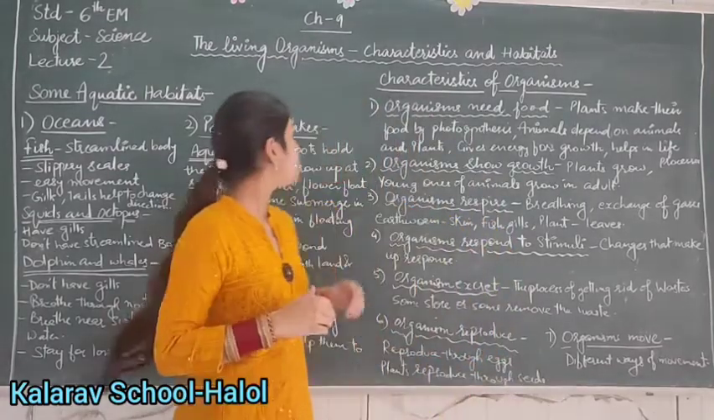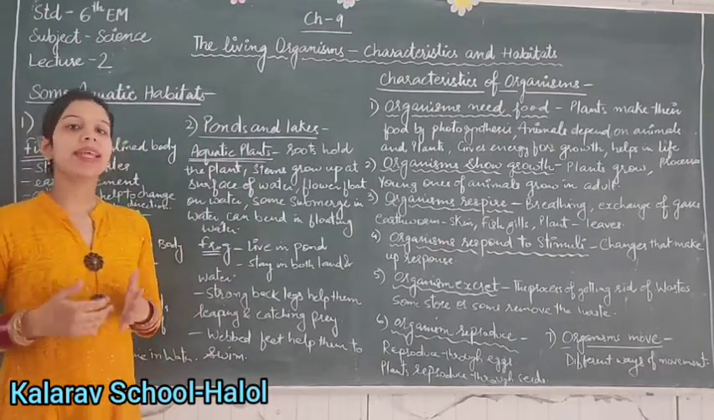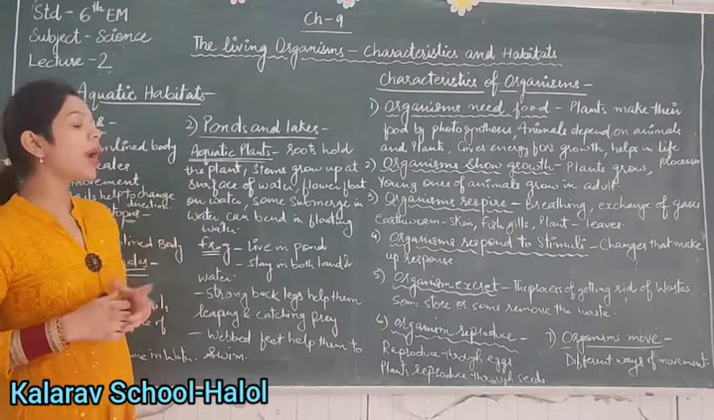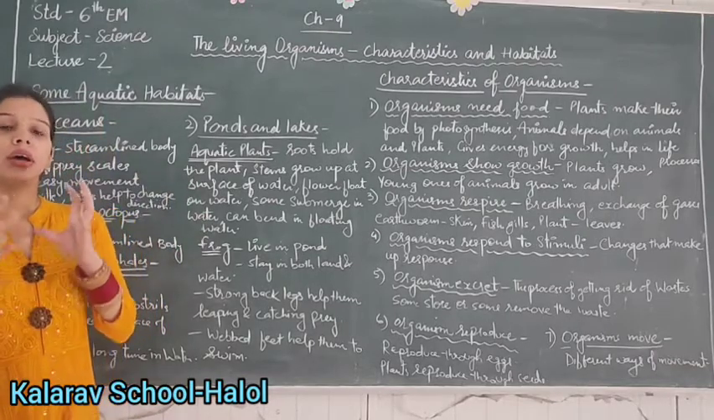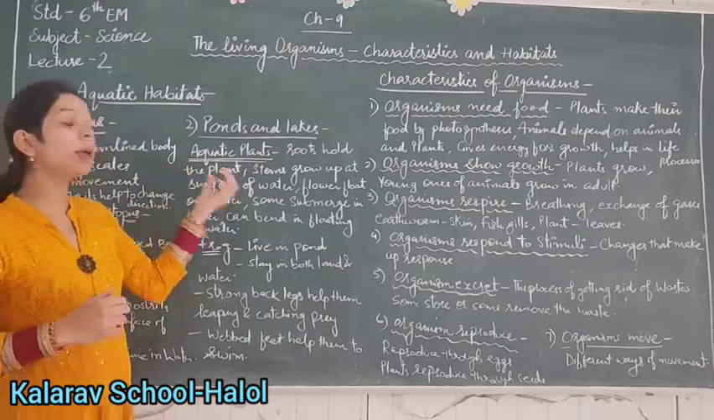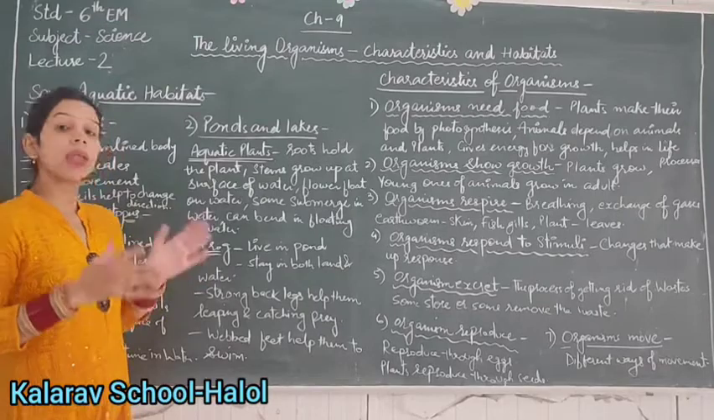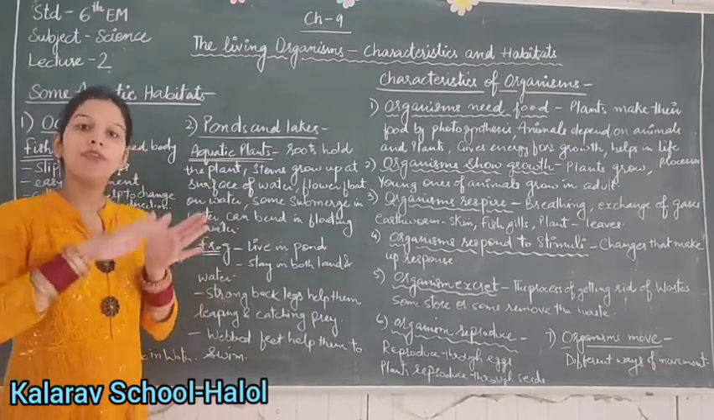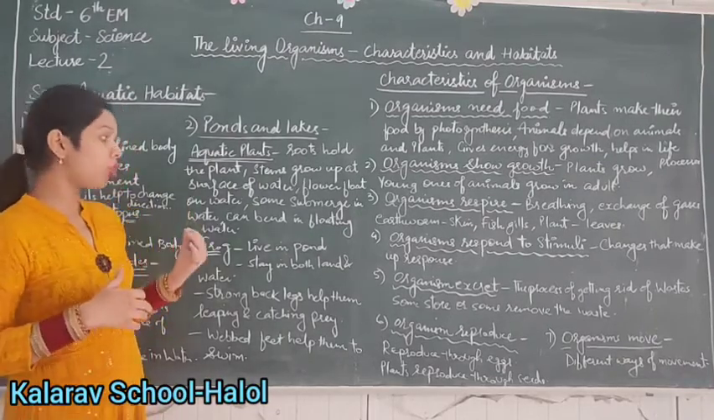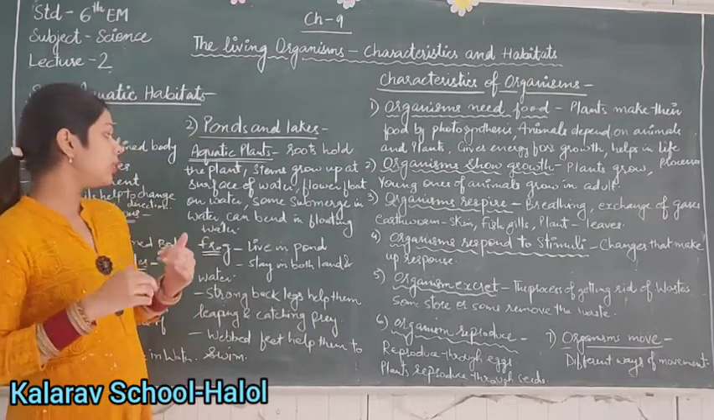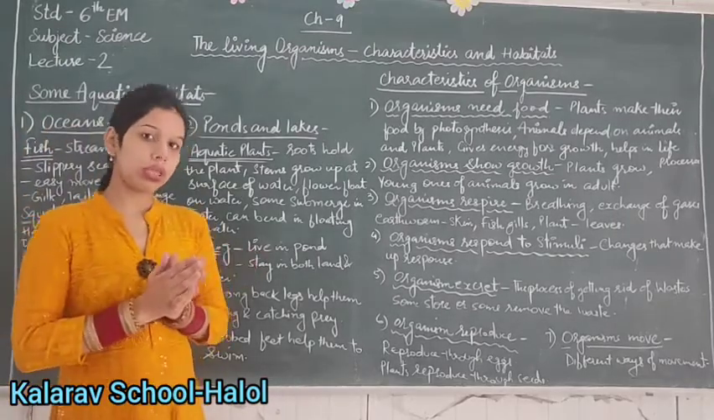And number two is ponds and lakes. The ponds and lakes have aquatic plants as well as animals. The aquatic plants have some characteristics. The main function of the roots is to hold the plant straight. Their stems grow up to the surface of the water and the flowers of aquatic plants float on the surface of the water. Some plants submerge in water and can bend in flowing water. But some plants stay straight. They have no effect of flowing water on them.